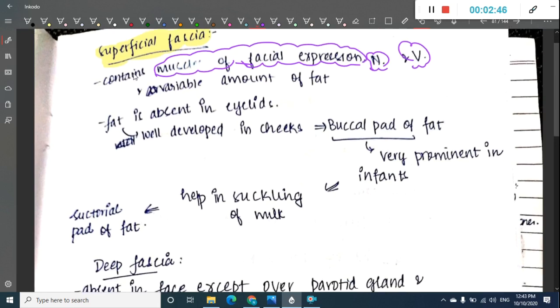Fat is absent only in the eyelids, and it is well developed in the cheeks. Because it is well developed in the cheeks, we have the buccal pad of fat, and it is very prominent in infants. This buccal pad of fat is also called the sucking pad of fat. Why is it called that? Because it is helpful in suckling milk. For suckling of milk, this buccal pad of fat is very useful in infants.